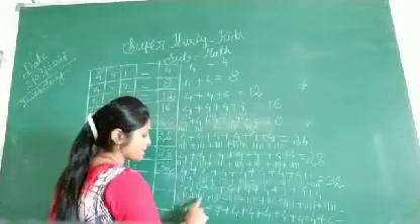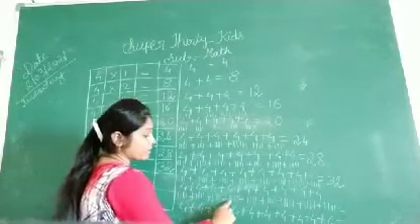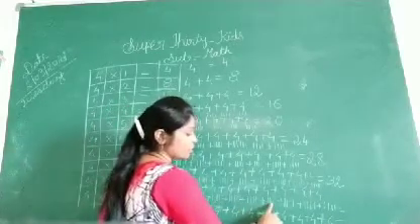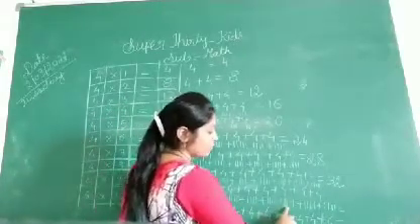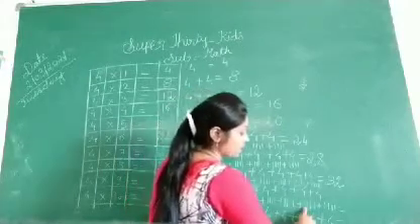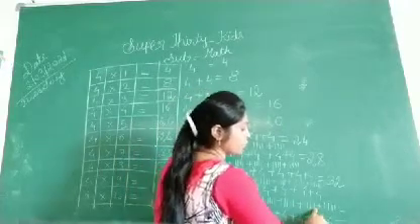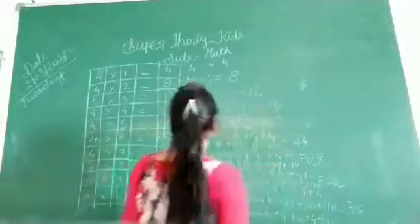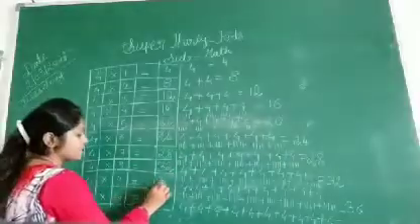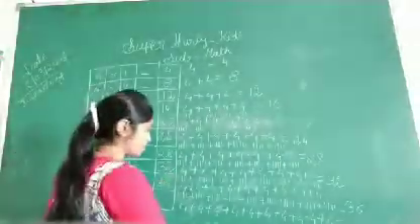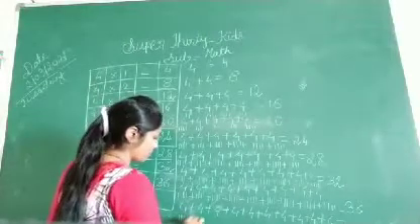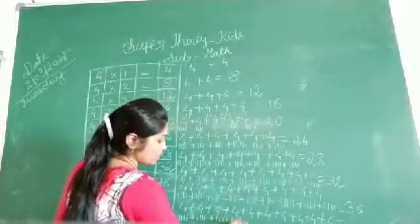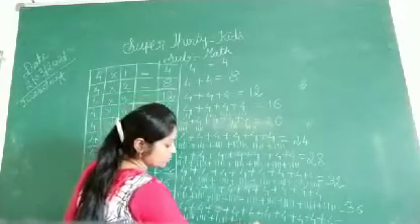3, 4, 5, 6, 7, 8, 9, up to 36. 4 nines are 36. And last: 1, 2, 3, 4 plus 1, 2, 3, 4 plus 1, 2, 3, 4 plus 1, 2, 3, 4.